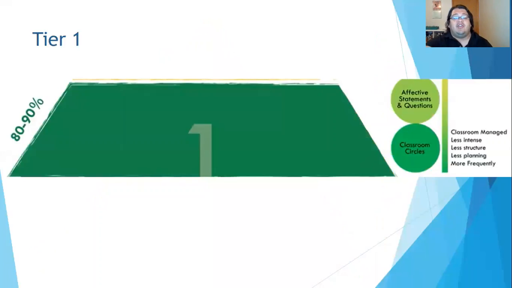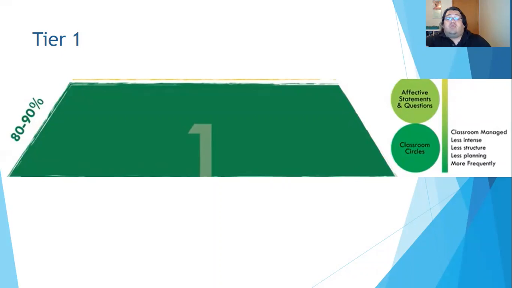Now our first tier, which is tier 1, this is where usually 80-90% of the time we land, right? In this tier, we have classroom circles, effective statements, and questions. Classroom management is less intensive, less structure, less planning, but we do it more frequently.